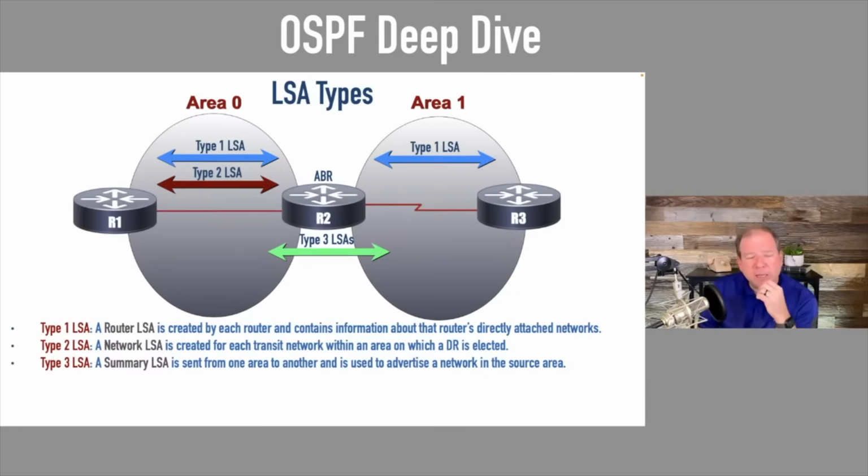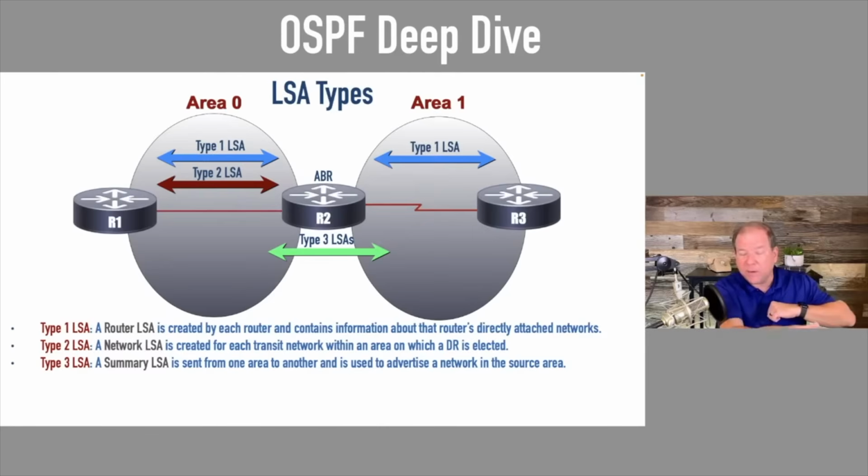A summary LSA going from area 0 into area 1 is not saying, hey, I want you to be able to get to all these networks in area 0. I'm not going to give you a map of area 0 because that would defeat the whole purpose of breaking these things up into different areas. I'm going to give you a listing of networks that are available here. I'll say you can get to this network, or this network, or this network, but I don't give you any other information. I don't say how they're interconnected. I don't give you cost information. I just say, hey, if you want to get to any of these networks, come to me.